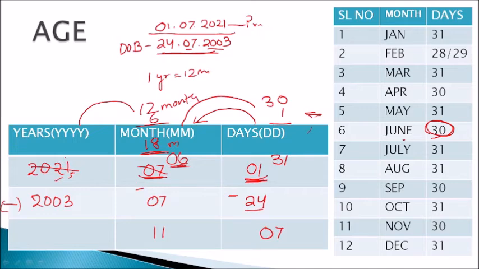Now come to the years column. In case of the years column, how much is left here? As we have already taken 1 year from the years column to the months column, how much is left here?